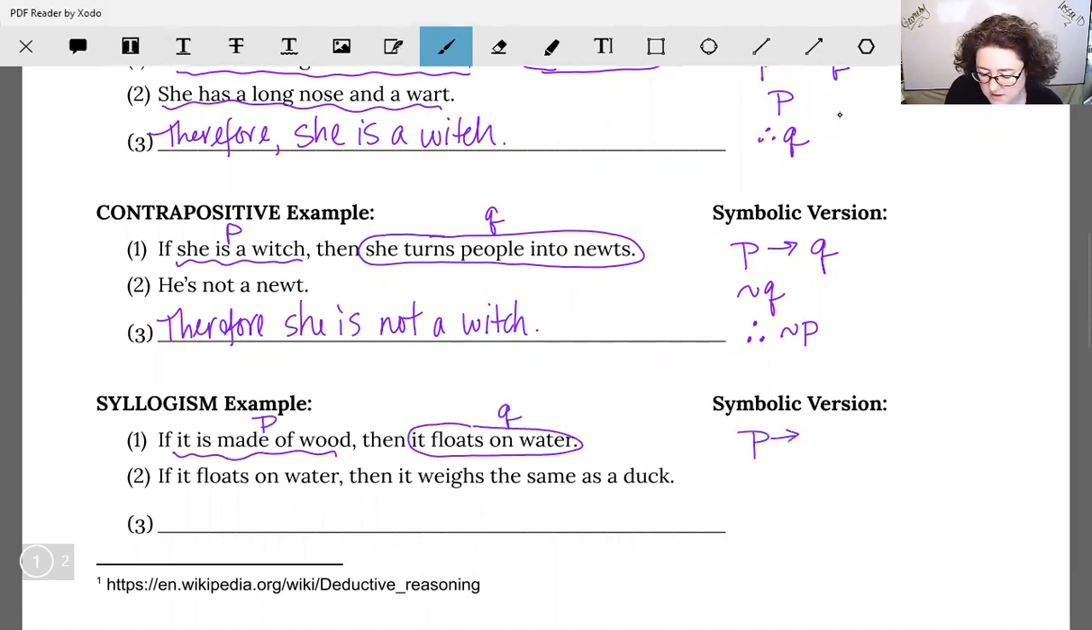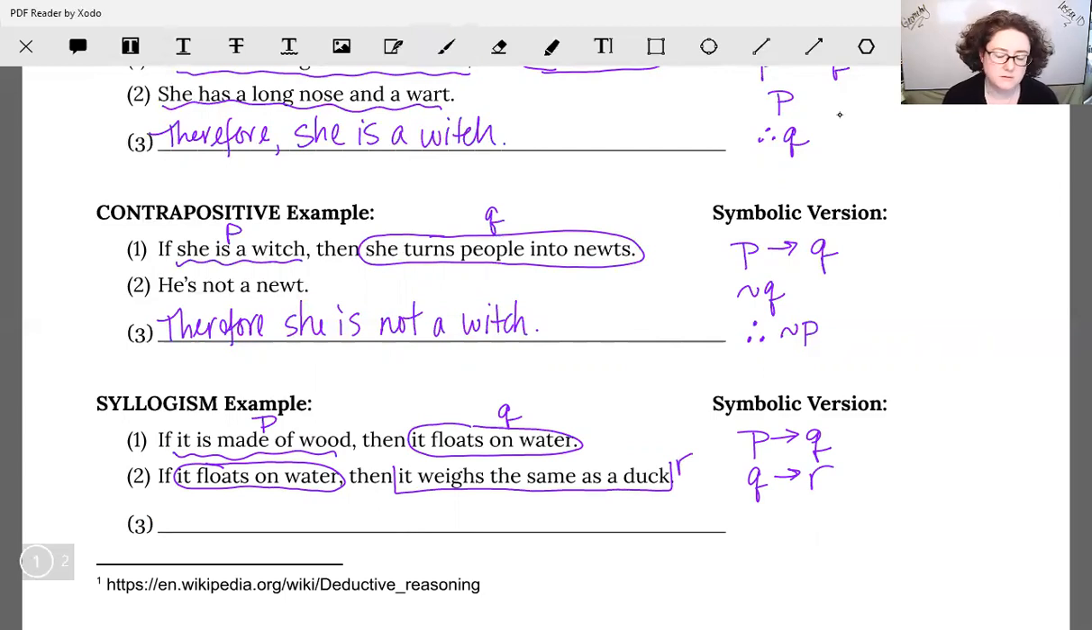If P, then Q. Our second sentence uses that Q idea again, so I'm going to circle it and use the same symbols. I know there's not a lot of room to label, so I'm just going to circle it, but I know I'm starting with Q. It weighs the same as a duck. Totally new idea, so I'm going to give it a totally new variable. Let's put a bracket around this one. It weighs the same as a duck, we're going to call that R. So our first 2 statements are if P, then Q, and then if Q, then R.